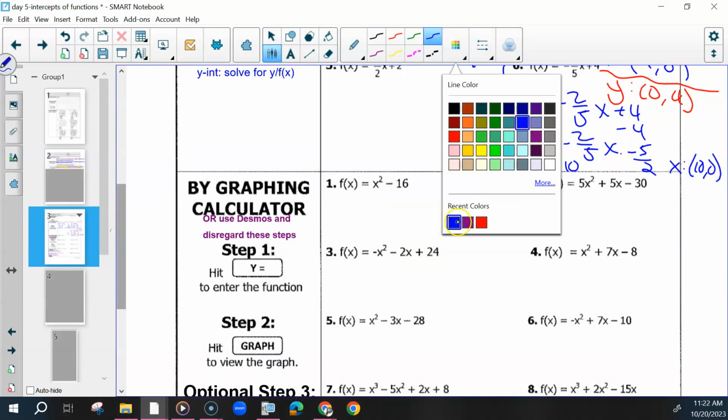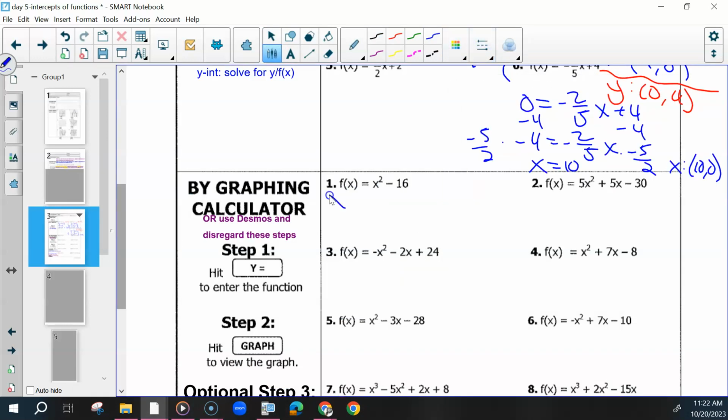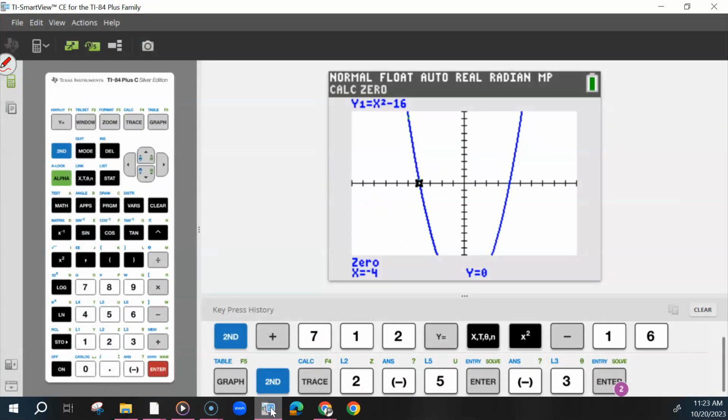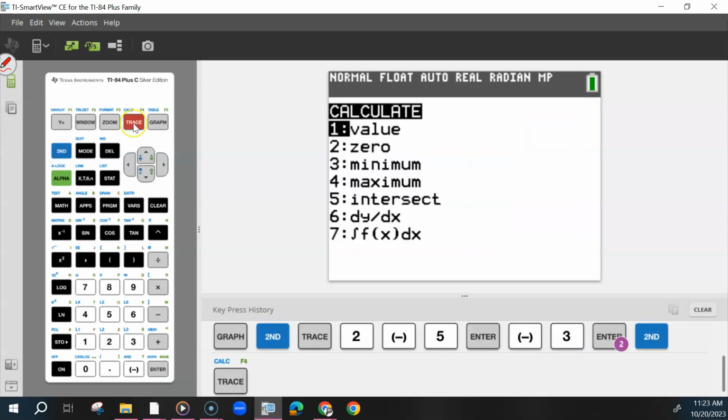Just in case you missed that, we're going to do the other one. So we're going to follow along with this one. To calculate this x-intercept, go back into second trace. Go back into 0.